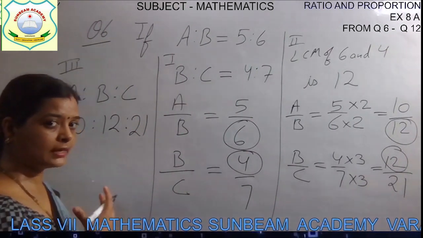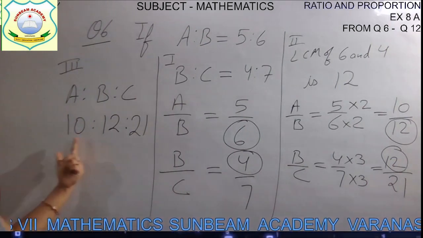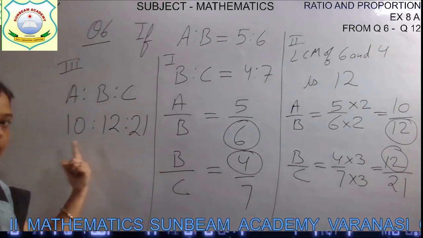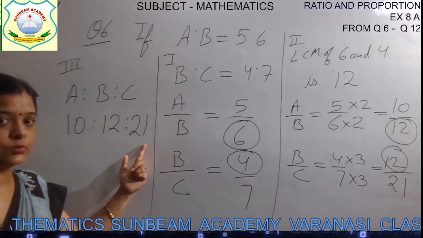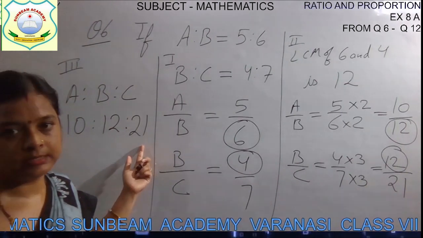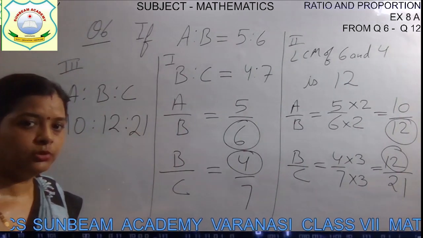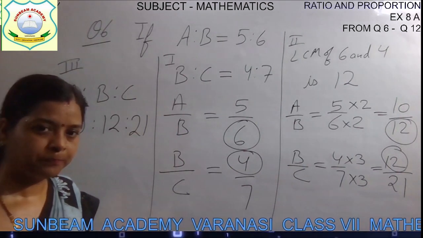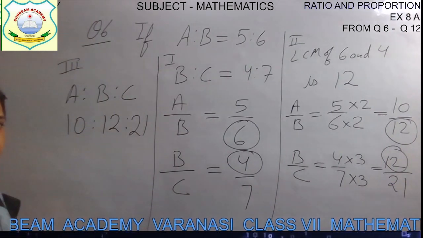Can you make it simpler? No. We can't make it simpler. We have to simplify all, but it is not possible in this case. Here it is 10, 12 and 21. So we can't simplify, children. So this is our final answer: A is to B is to C is 10 is to 12 is to 21. Clear? This is the question, children.